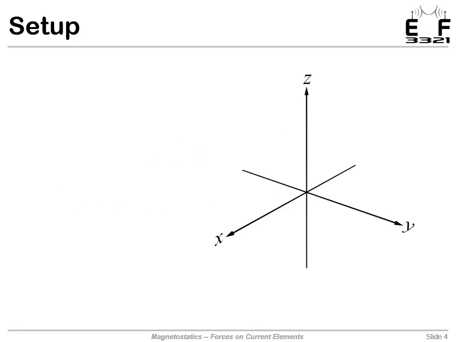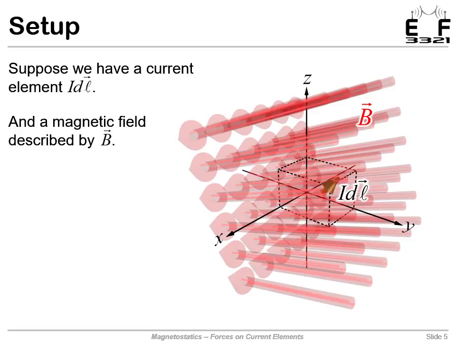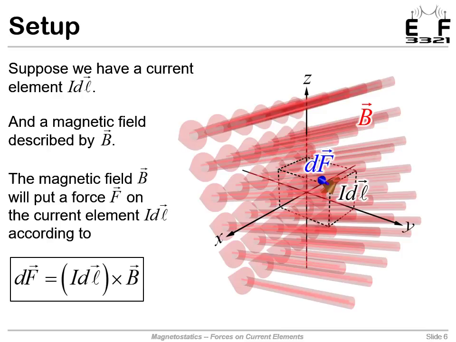Force on a current element. So here's our setup. We're in Cartesian coordinates x, y, z. And then I place a differential current element at some arbitrary position, and I put that current element in an arbitrary direction. We'll then embed that in a magnetic field that's also oriented in yet another arbitrary direction. It turns out that magnetic field will put a force on that differential current element.